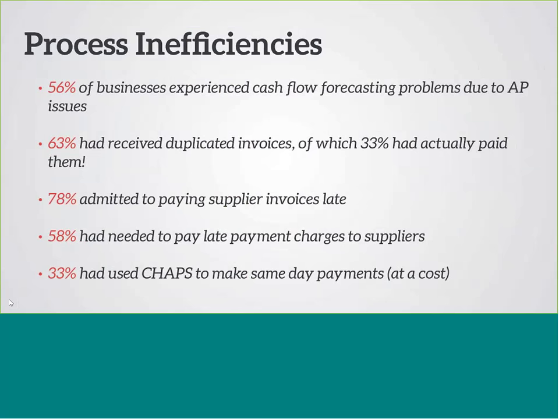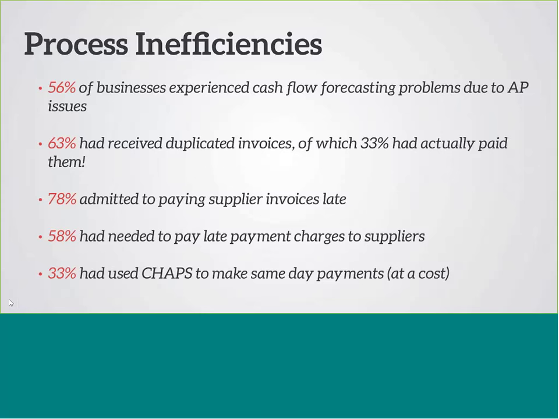And this leads to process inefficiencies. 56% of businesses experience cash flow forecasting problems due to accounts payable issues. 63% had received duplicated invoices, of which 33% had actually paid them. Obviously a problem with late payment, going over the 30-day terms or even 60-day terms, and then businesses will ultimately send in duplicate invoices, copy invoices to be paid, and then businesses go and pay them twice. 78% admitted to paying supplier invoices late, and I would argue the other 22% are liars.